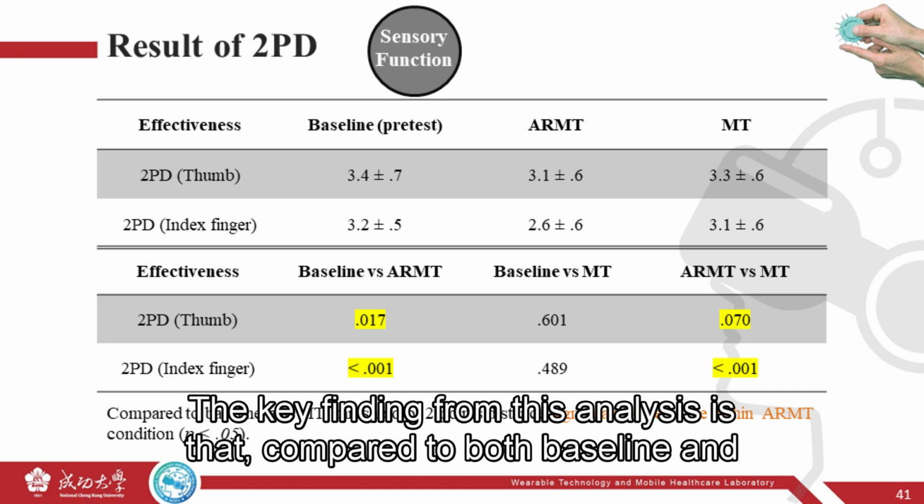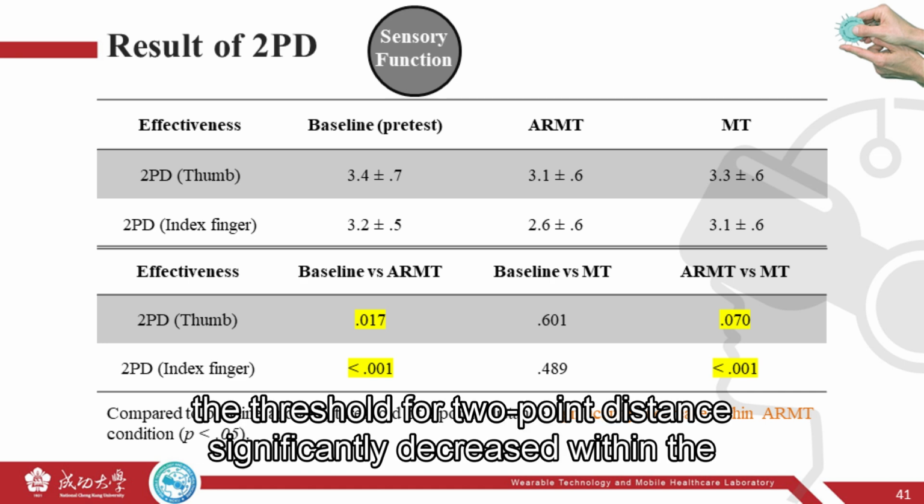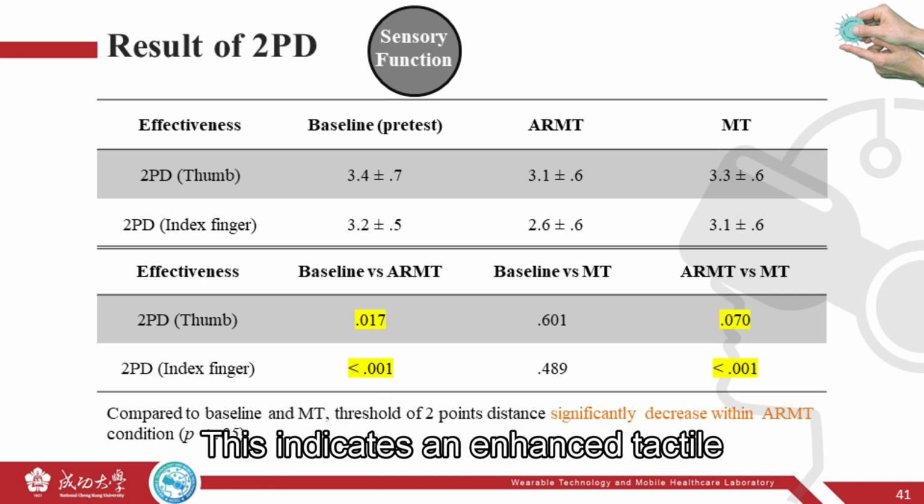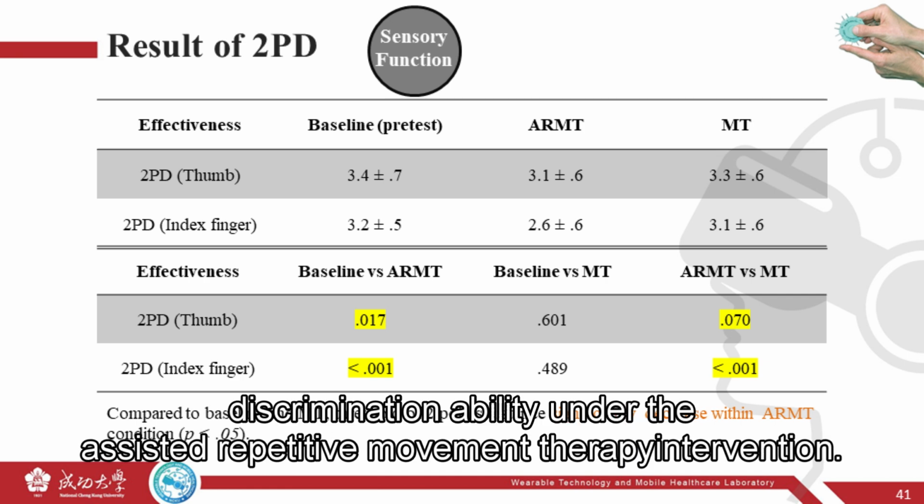The key finding from this analysis is that, compared to both baseline and mirror therapy, the threshold for two-point distance significantly decreased within the assisted repetitive movement therapy condition, with p-values of less than 0.05. This indicates an enhanced tactile discrimination ability under the assisted repetitive movement therapy intervention.